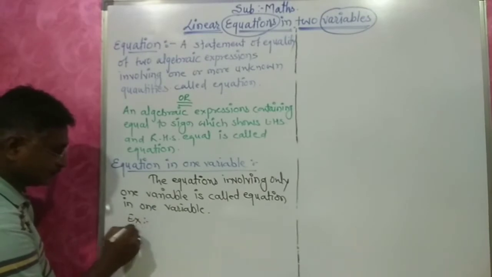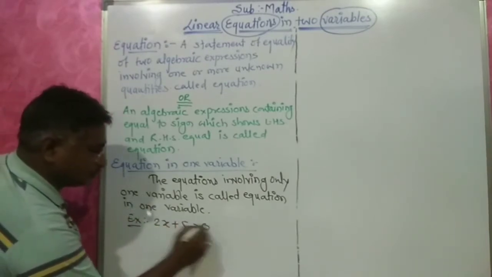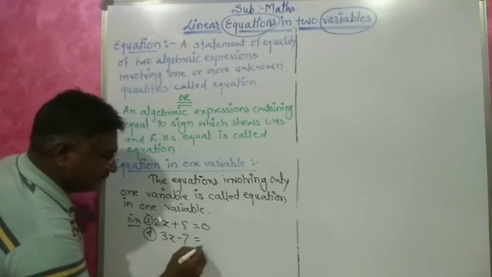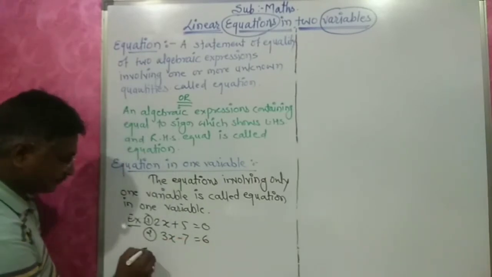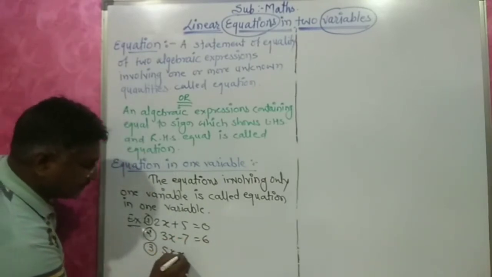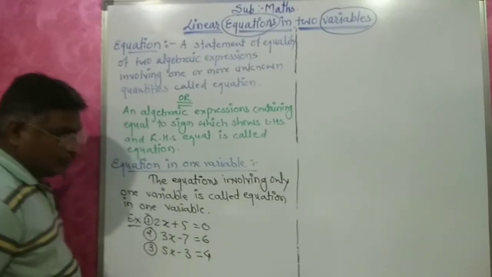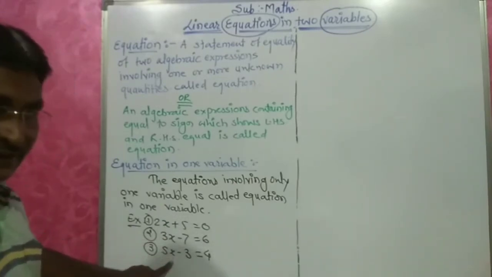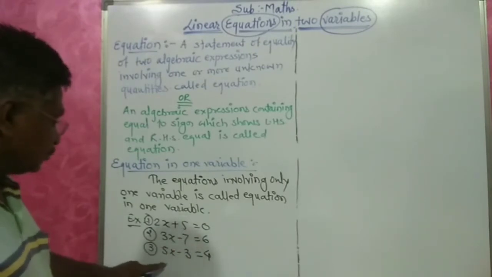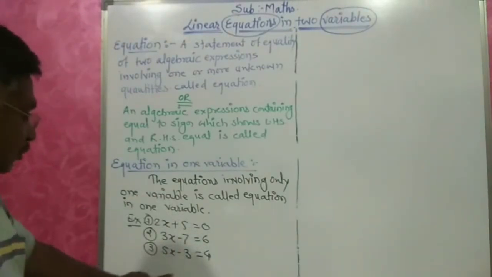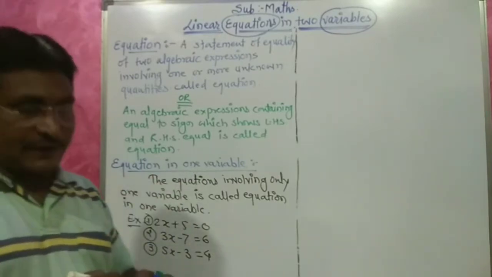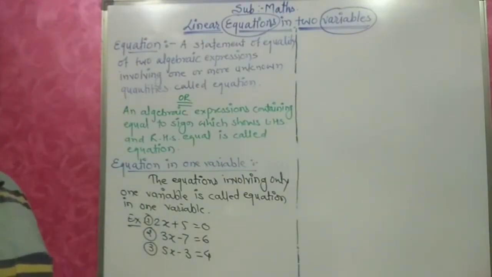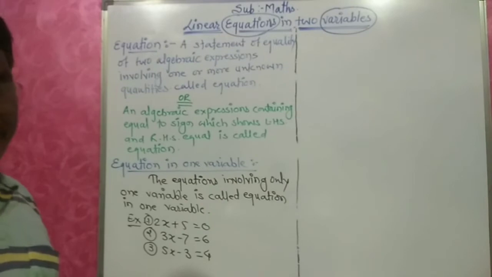Example, 2x plus 5 equals 0. 3x minus 7 equals 6. 5x minus 3 equals 4. So in all these algebraic expressions, what is there? Only one variable is there, x, and an equal to sign is there. So that's why this is called an equation in one variable. Hope you understand, students. So we will go on to the next term.